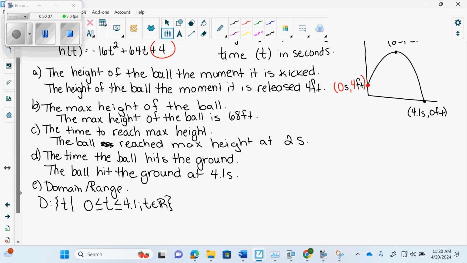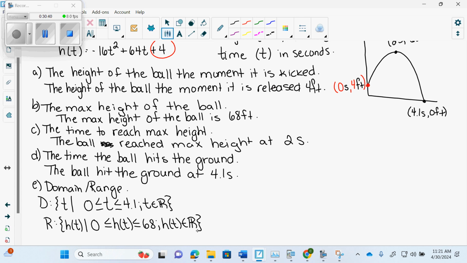Okay? Now my range is h of t. Slot my h of t in the middle. h of t is greater than, h of t is less than, low to high. You see how it's not that crazy? What's my low? My height can be 0 when it hits the ground. What's the highest it can be? 68. We agree?